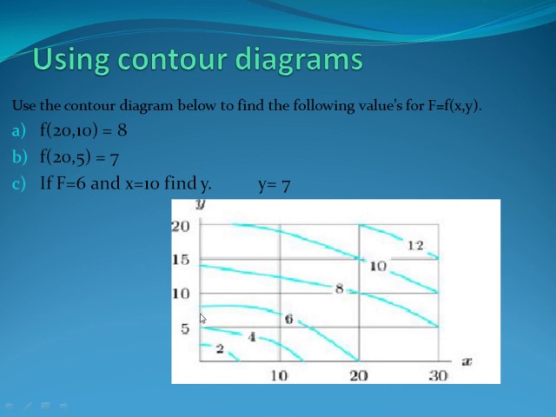Okay, it's a little bit less than half. So we're right in between 5 and 10, a little bit less than half, so I would say the y value is 7. So again, if you're given the capital F value, or the function value, that means you're on this contour line somewhere. So that's how we read these values right off of a diagram.